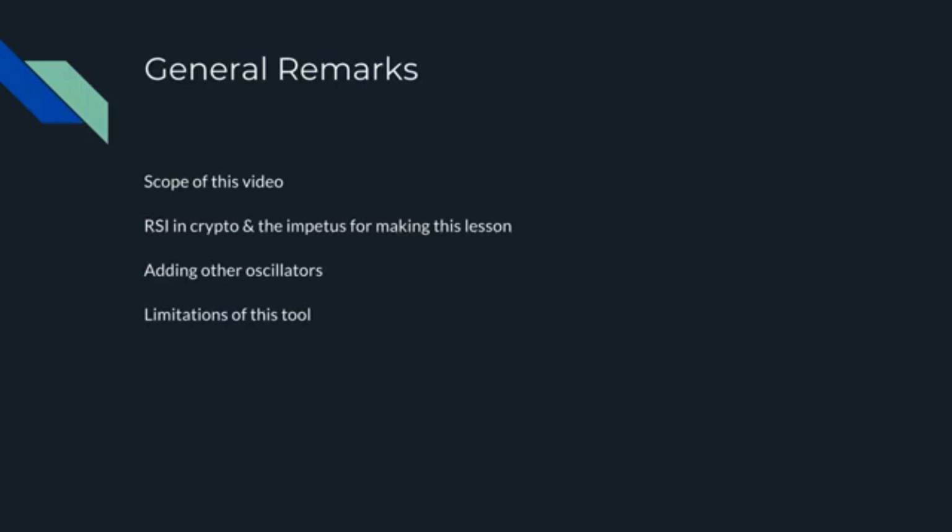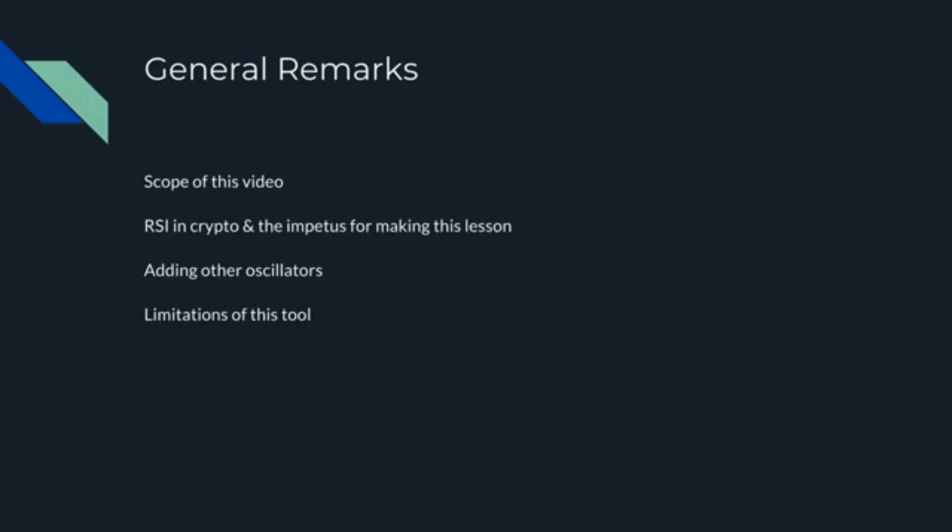And again, as for adding other oscillators, you can add others. I use others. The RSI isn't sort of the end-all be-all. I just think it's underused in the sense that it's not used to its full capacity. So if you don't use it, maybe this video convinces you to. If you do use it, hopefully you learn some cool ways to improve your RSI game.